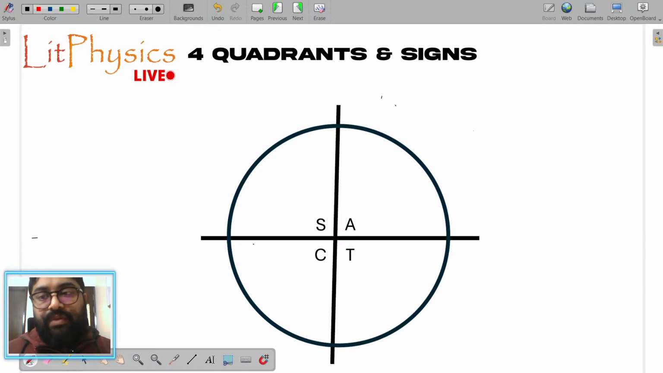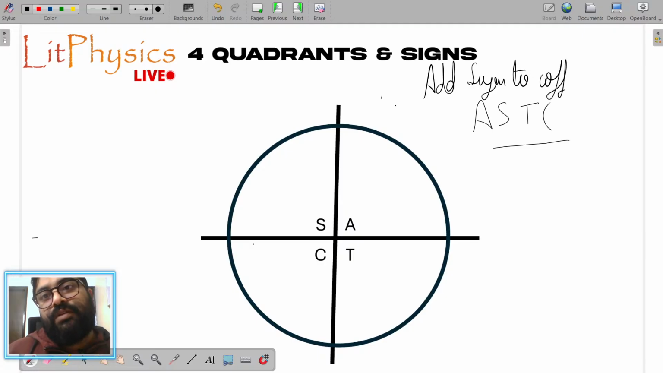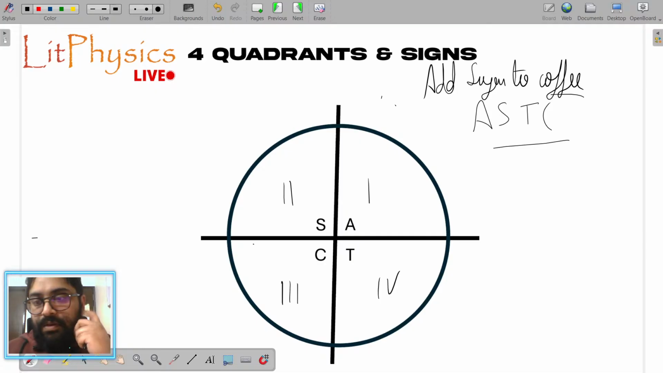So we have ASTC. How do you remember this? Simply remember, add sugar to coffee. Okay. So 1, 2, 3 and 4. Now if we have some other values, we will have to adjust accordingly. All right. So first, second, third and fourth. Let's move on.